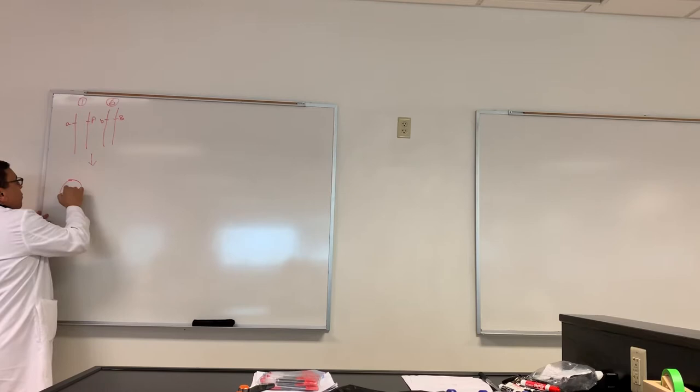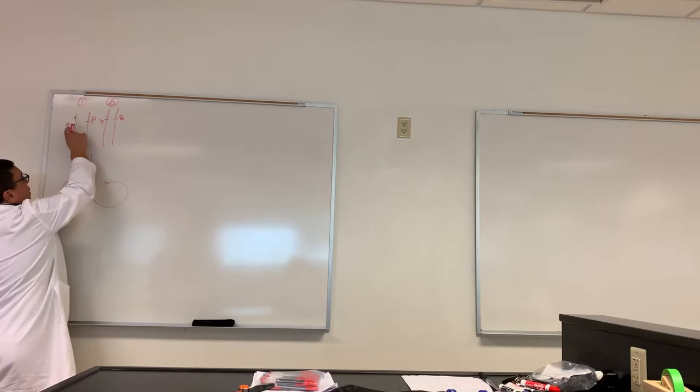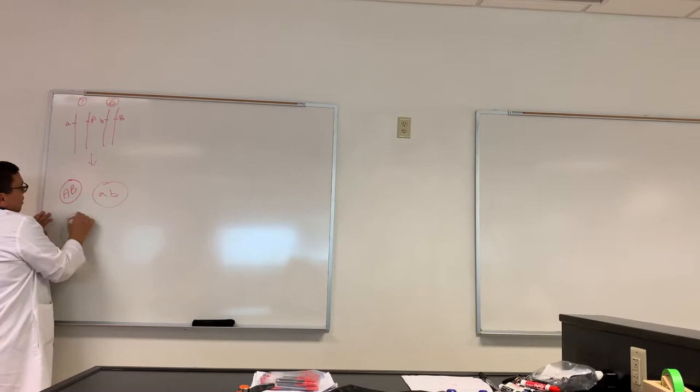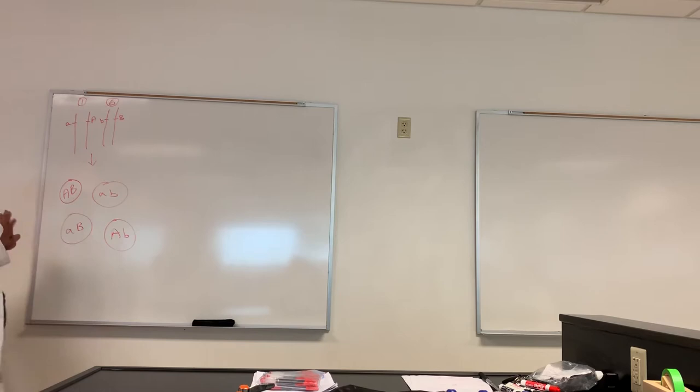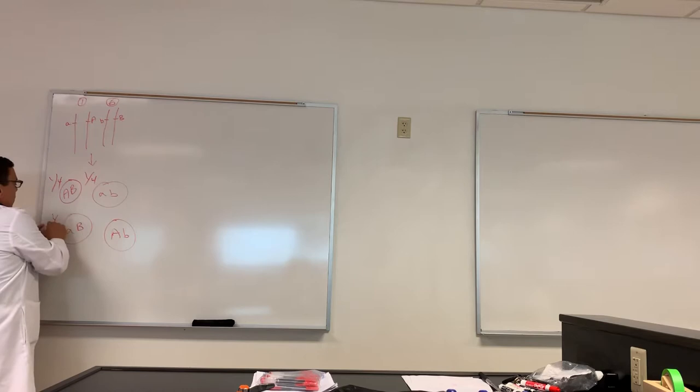This A with this B. This A with this B. They're on two separate chromosomes. And then the other variety will be this little A with this capital B. This capital A with the little B. Did I catch everything? If the two genes are on two separate chromosomes, I'm going to produce four haploids at this ratio. 1/4 of them of this kind, 1/4, 1/4, 1/4.